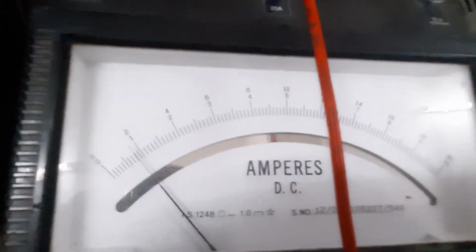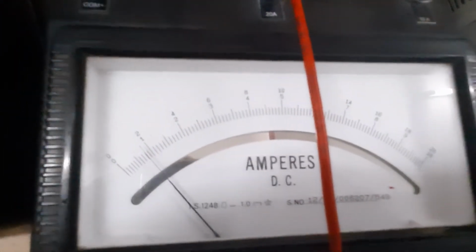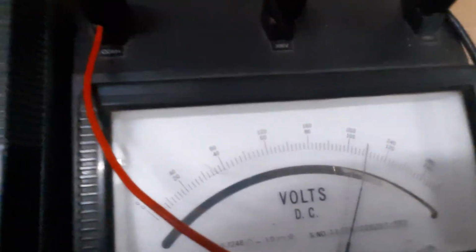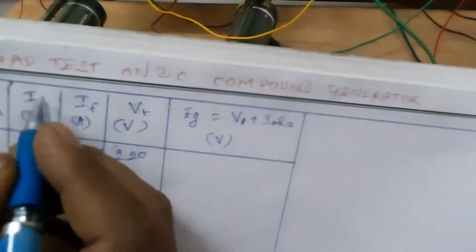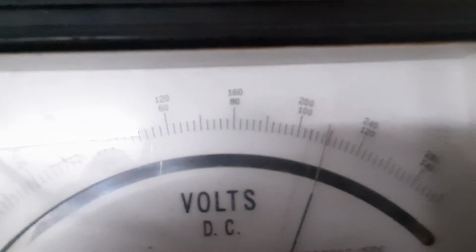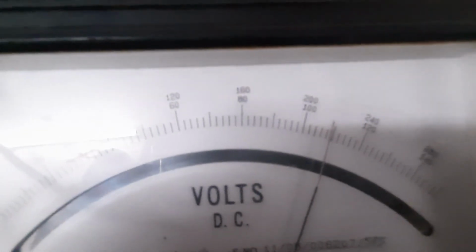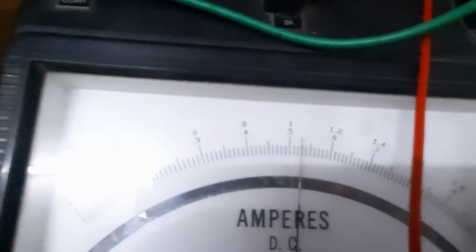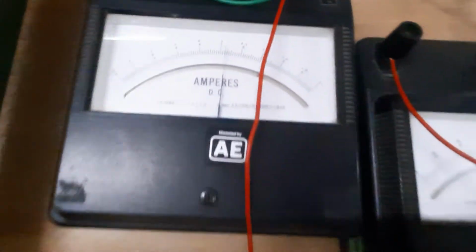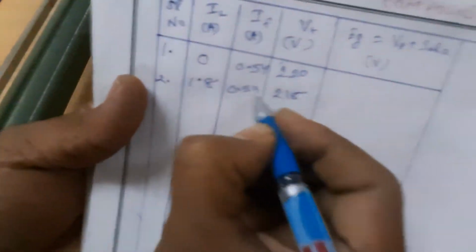How much load current? Load current is 1.8. So write 1.8 in place of IL. Then voltage is 218. IF is 0.53. Okay, I'll put on more.